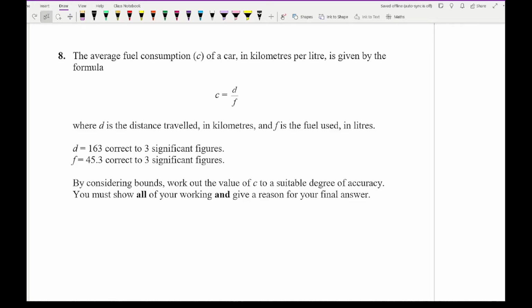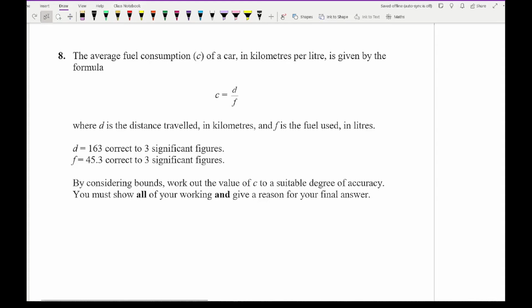Let's have a look at how we do this particular question. So reading the question carefully, we can see that the average fuel consumption C of a car in kilometers per litre is given by the following formula. And we've got C equals D over F. Now D is 163 correct to 3 significant figures, and F is 45.3 correct to 3 significant figures. And the question is asking us, by considering bounds, work out the value of C to a suitable degree of accuracy. You must show all of your working and give reason for your final answer.